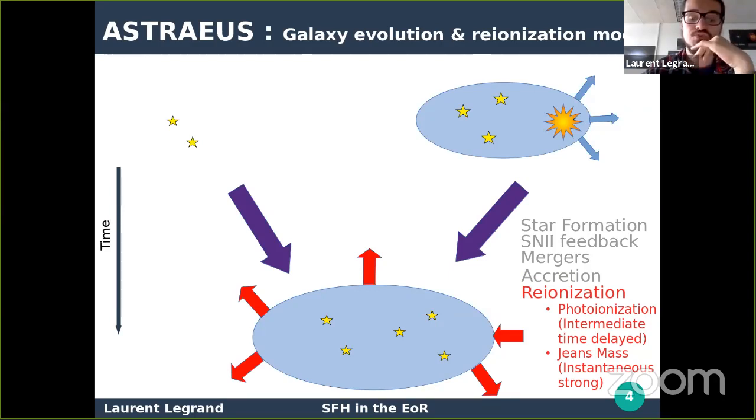We show here two reionization feedback models. The photoionization, which has an intermediate, time-delayed, weak radiative feedback, and the Jeans mass, which is instantaneous and a very strong feedback. And so on and so forth. The galaxy just starts forming stars, and supernova feedback happens, and more mergers and accretion.